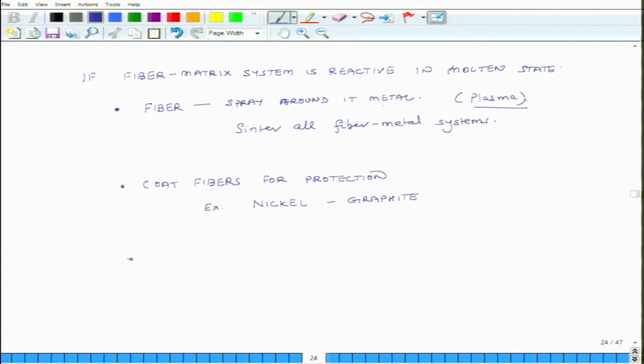What else can we do? We can somehow reduce the melting point of the metal matrix through some additives.